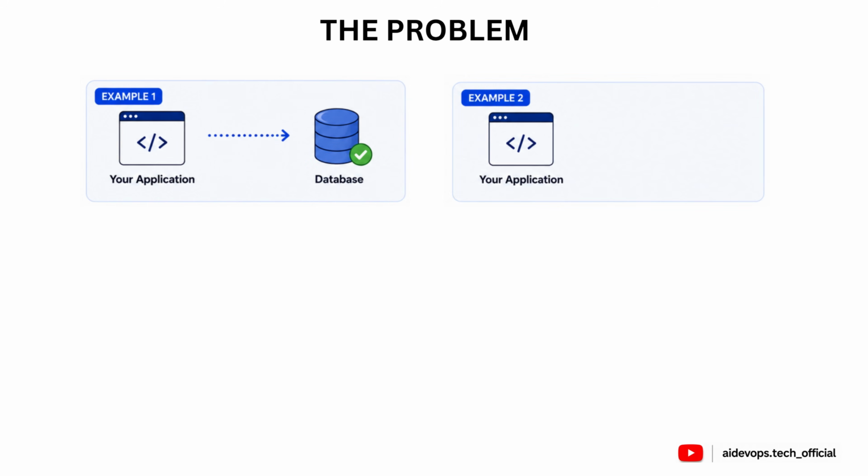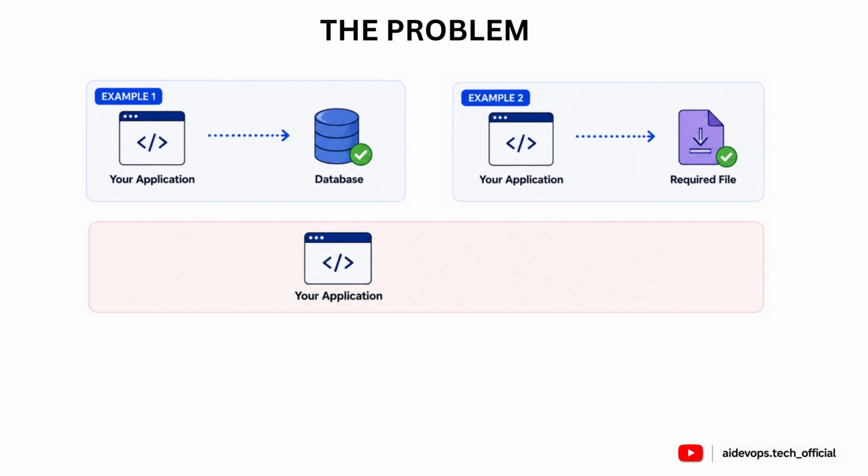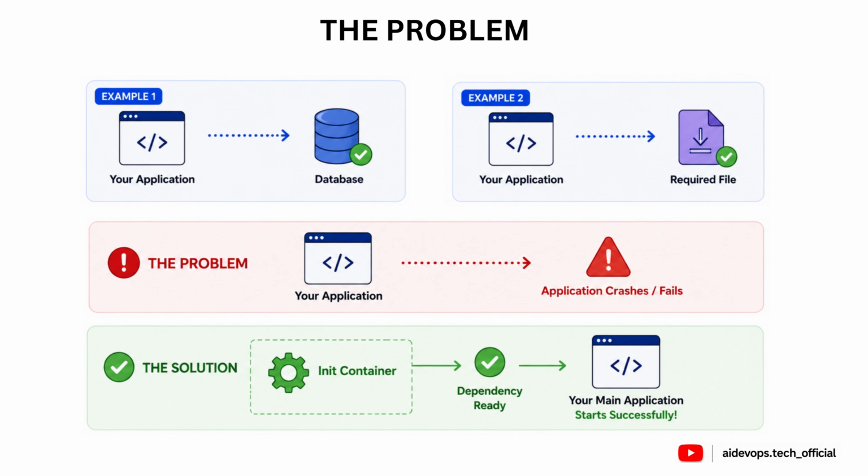Now imagine you have an application that needs a database to be ready before it starts. Or maybe your application needs to download some file before it runs. In this case, if you just start your main application directly, it will crash or fail because the dependency is not ready yet. This is exactly the problem init containers solve.